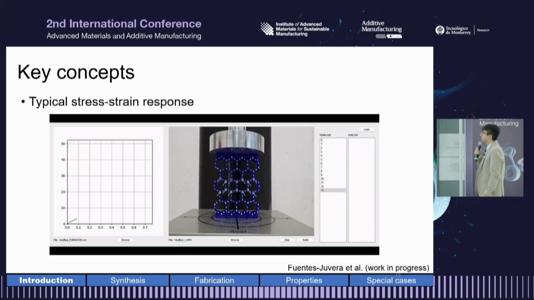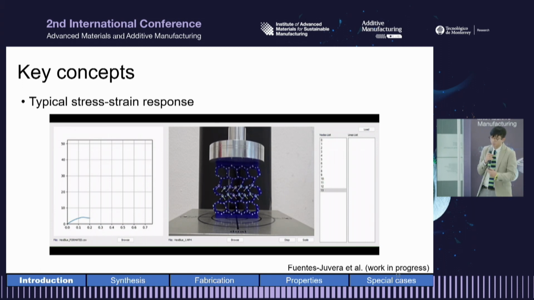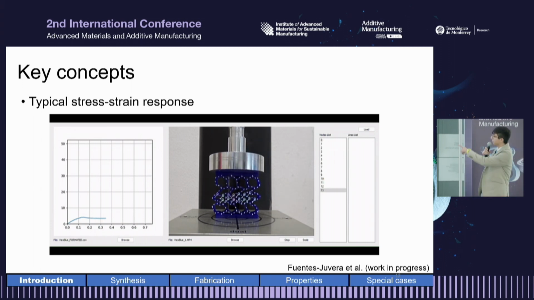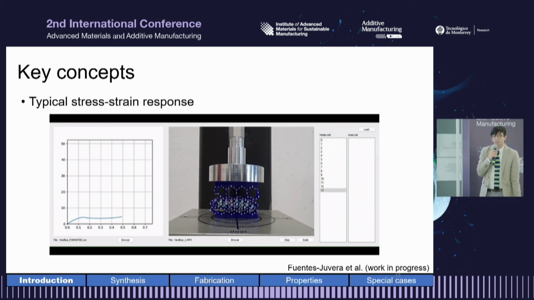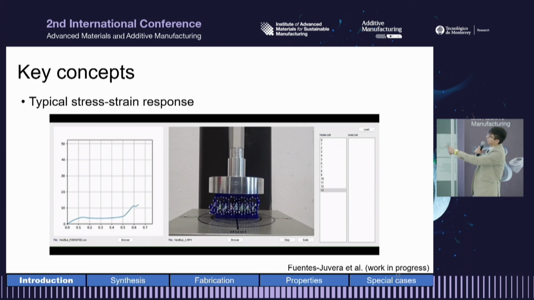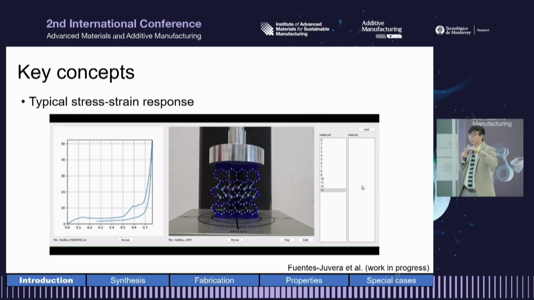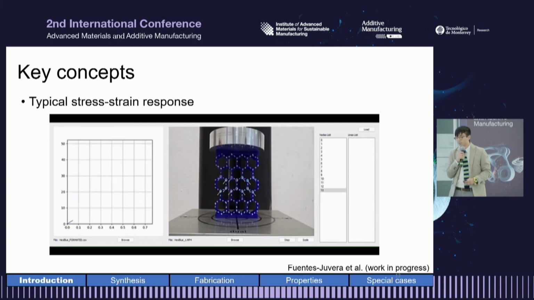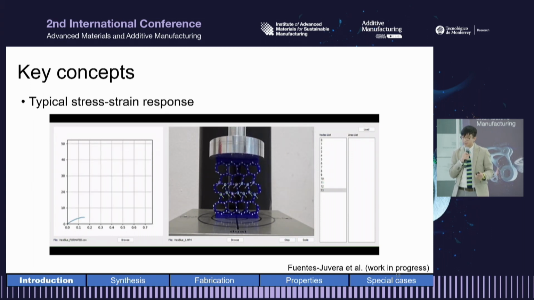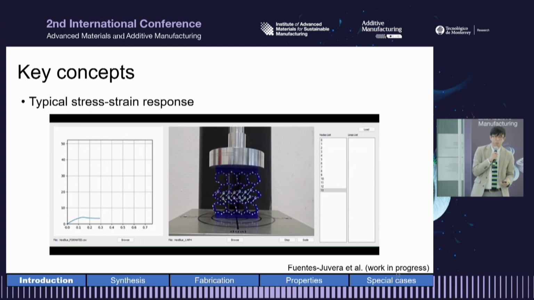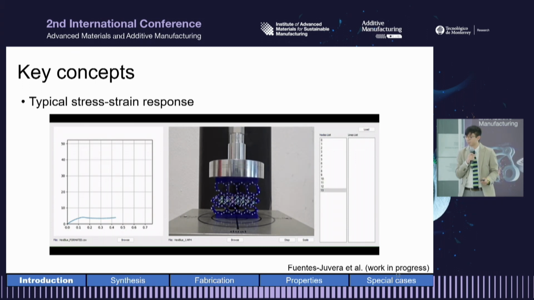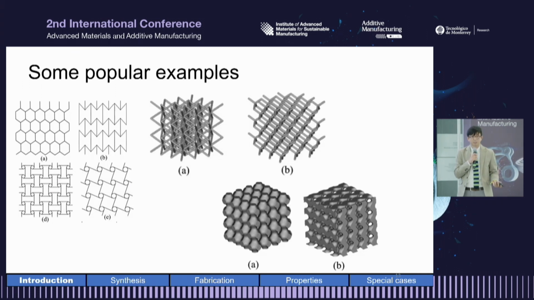This is a typical stress strain curve of a cellular material under compression. You can see it starts with a linear elastic response, then you have a roughly constant stress in deformation, and then it densifies. The advantage of this is that because of the plateau or constant stress region, you can obtain very advantageous properties in terms of absorbing energy. These are some popular examples.